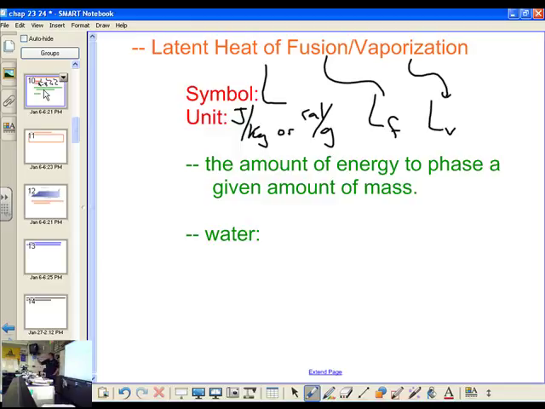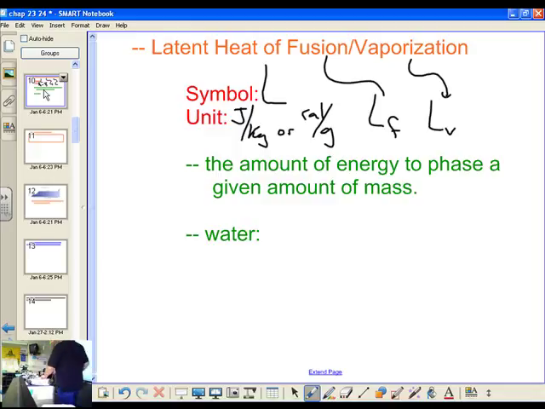Now, this is the amount of energy to phase change a given amount of mass. In other words, this is the amount of energy I add to phase change it, and the amount of energy I remove to phase change it. Okay? So these are our values. These are kind of like specific heat. Like you have specific heats for different materials, well, we have different latent heats depending on what the material is.